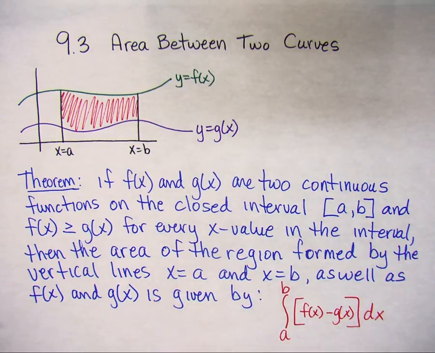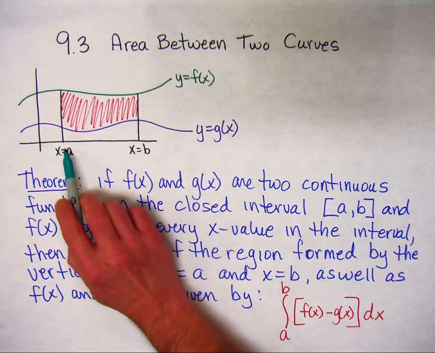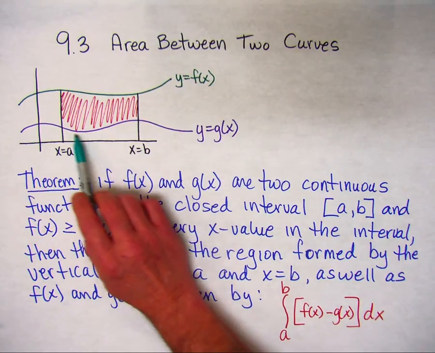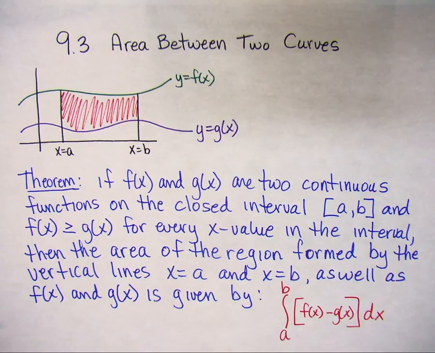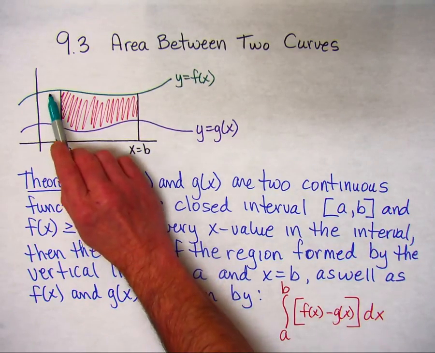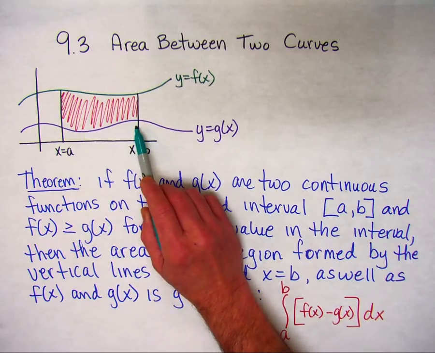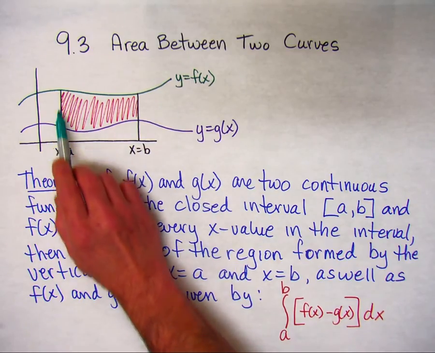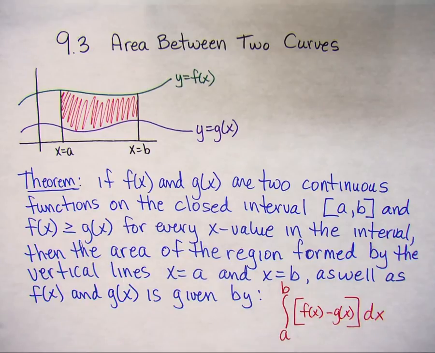So this is just an extension of what we learned in the first section of chapter 9, which was the area under a curve and above the x-axis. This time we're not going to limit ourselves to the x-axis. We're going to have a lower function called g of x. So the theorem states that if you have two functions, f of x and g of x, and they're both continuous on some closed interval a to b. So both functions have to be continuous, and those functions are enclosed by an interval a to b.